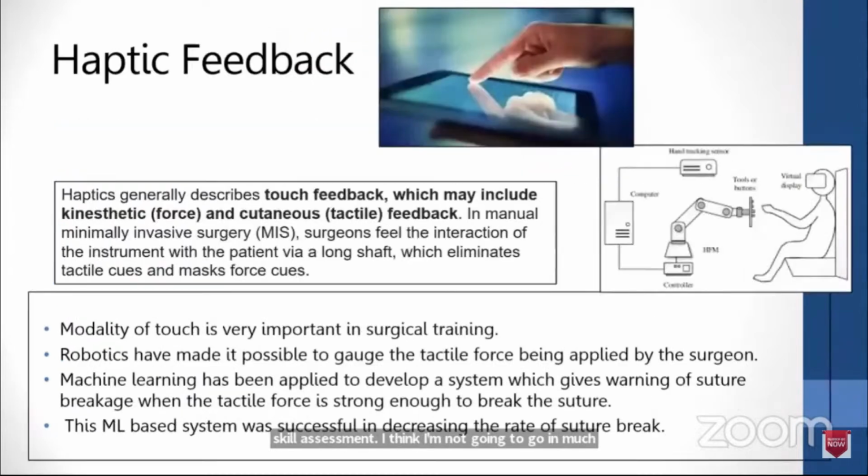done with AI. Now, in robotics, one of the main disadvantages is whether you have haptic feedback. Now, we all know haptic feedback because all our mobiles, and even desktops and computers, are sensitive to touch, and therefore touch feedback can be given through robotics, and kinesthetic and cutaneous feedback can be given. And then the modality of touch is very important, and robotics can teach you to gauge the tactile force being used by surgeons.